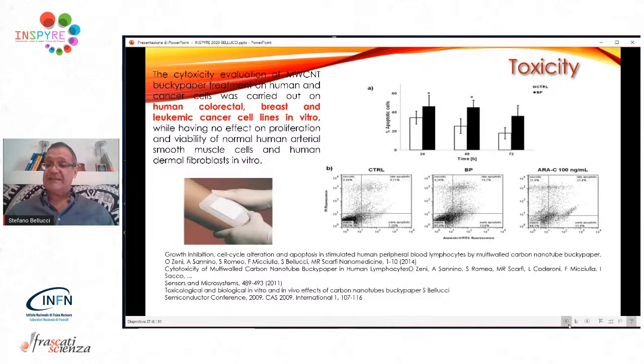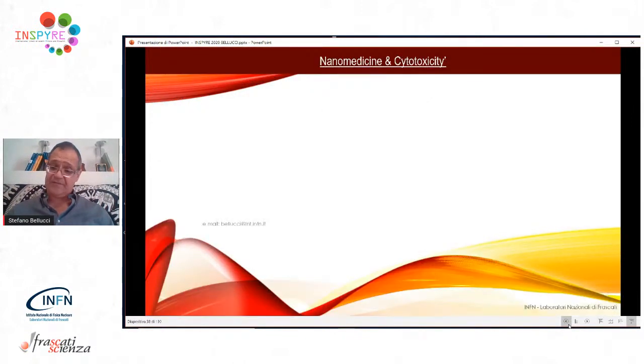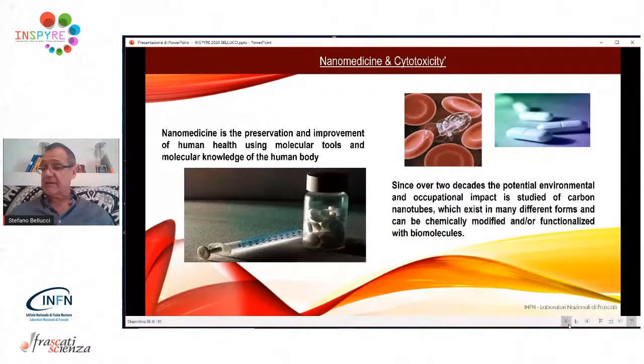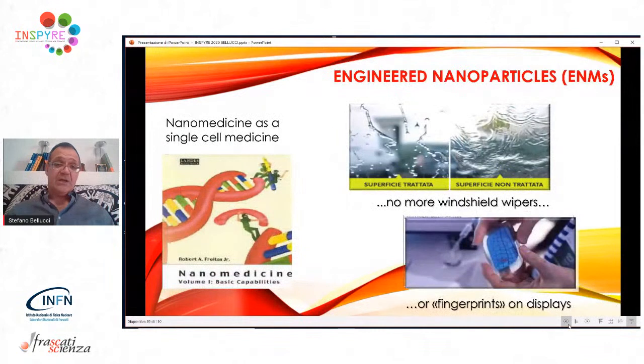And here, the toxicity is working to our advantage, especially the type of toxicity that is called apoptosis or programmed death of the cells. But we are entering now the kingdom of nanomedicine. What is nanomedicine? We define nanomedicine as a way to preserve and improve human health using nanotechnology, using molecular tools and molecular knowledge of the human body. Now, in this sense, nanomedicine can be conceived as a single cell medicine, a medicine capable of curing a single cell. And so it pairs up with the fantastic applications we can have from nanoparticles once we engineer their surface.